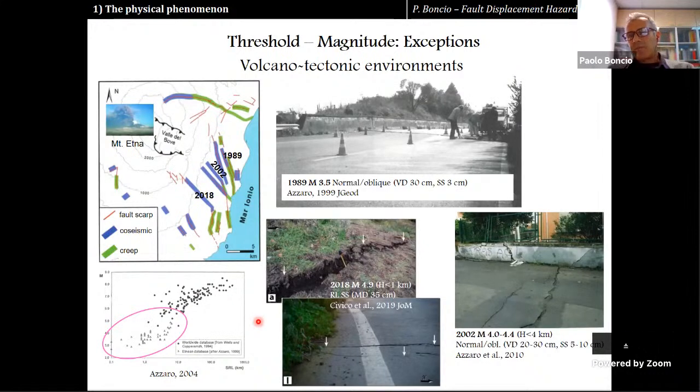Another exception is for volcano tectonic environments. This is from Azzaro, 2004, for eastern Sicily, east of the Etna volcano. Surface faulting occurred for magnitudes as low as 3.5, with quite large displacement, for example, about 30 centimeters in this case.